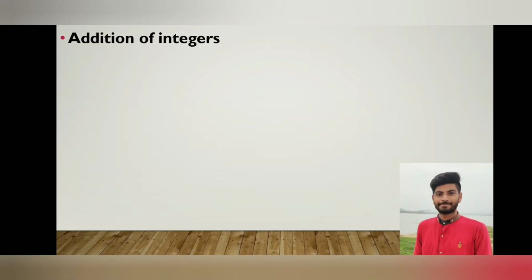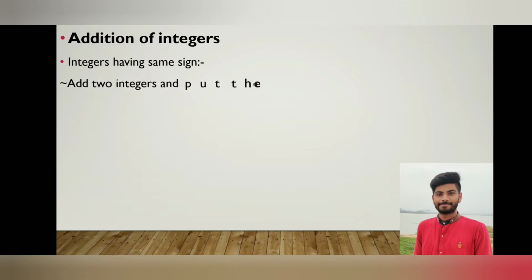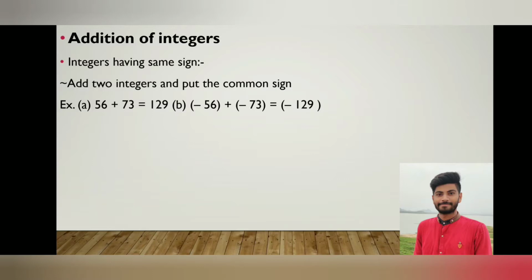Okay, now addition of integers. How to do the additions of integers? Let's see. Okay, first of all, integers having same sign. If you have two integers having same sign and there is an addition, so what will you do? First of all, add two integers without any sign and then put the common sign which is in both the integers. Okay. For example, here I gave you two examples.